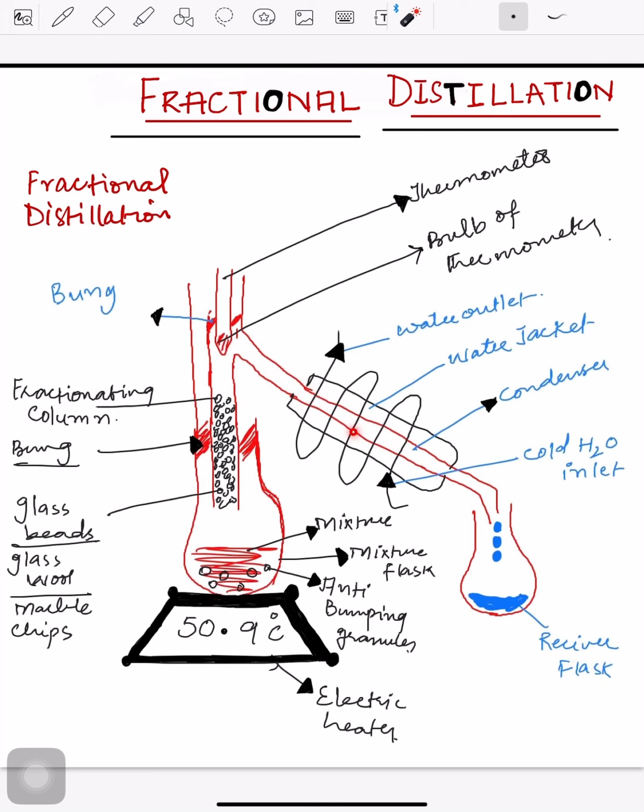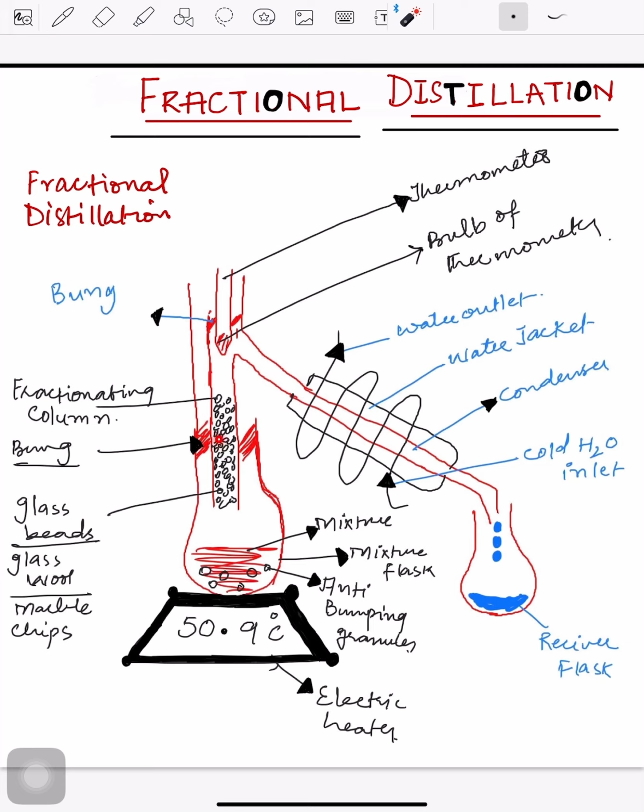Just like simple distillation, there is a thermometer at the top of the fractionating column, and opposite to the thermometer bulb, there is an opening towards the condenser. Now, before moving ahead, I would like to mention that there are two types of bungs or stoppers which we have seen till now. One bung or stopper is between the fractionating column and the mixture flask. Remember this thing, sometimes the examiner is making it open.